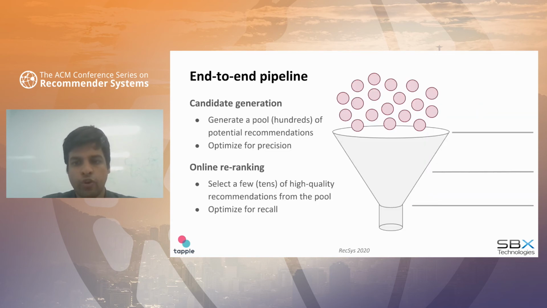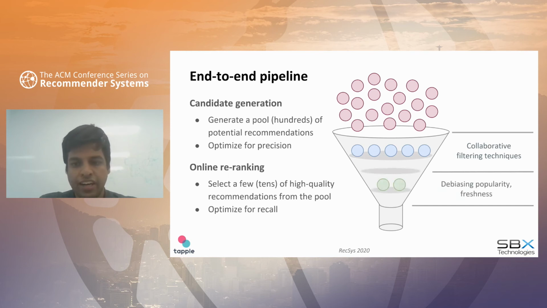So to formalize the end-to-end setup, we adopted the classical two-stage information retrieval pipeline. The first is the candidate generation stage. We generate a few hundred good candidates, optimizing for precision, from hundreds of thousands of users using collaborative filtering algorithms. And in the second stage, we do online re-ranking, optimizing for recall. The objective here is to balance multiple objectives to recommend recently logged in users, newly registered users, and also debiasing against recommending popular users who have lots of likes and matches.